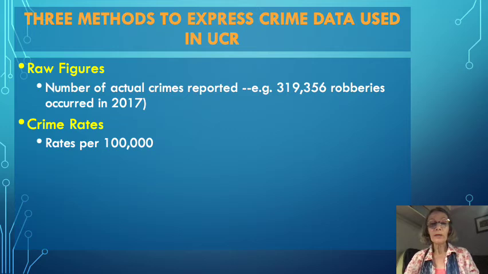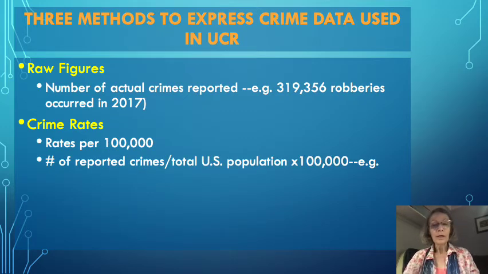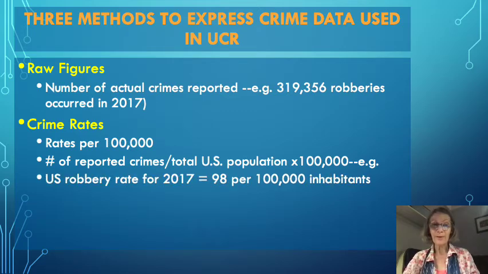And so crime rates will tell you a rate per 100,000. So if you want to know the U.S. crime rate, you would take the number of reported crimes, divide it by the total U.S. population, and then multiply that by 100,000. Since there are a lot of people that live in the United States, it seems like a lot of robberies, but it's for every 100,000 inhabitants, 98 are victims of crime.